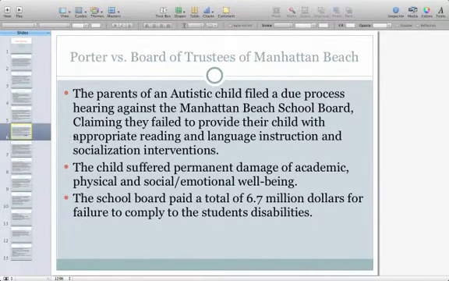Our next court case is Porter versus Board of Trustees of Manhattan Beach. The parents of an autistic child filed a due process hearing against the Manhattan Beach School Board, claiming they failed to provide their child with appropriate reading and language instruction and socialization interventions. Because of this, the child suffered permanent damage of academic, physical, and social emotional well-being. The school board paid a total of $6.7 million for failure to comply to the student's disabilities.